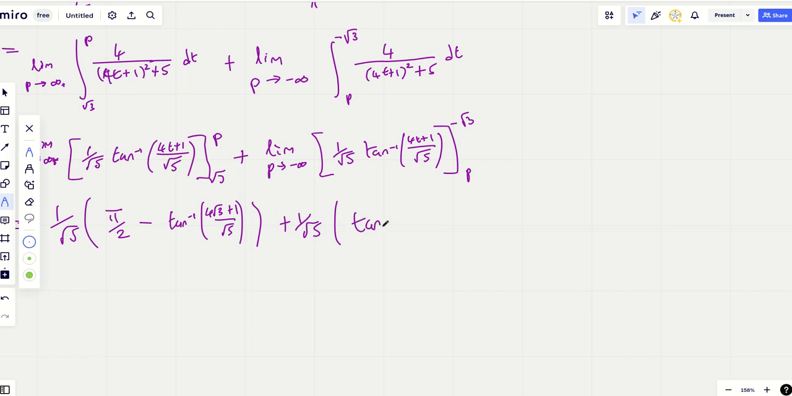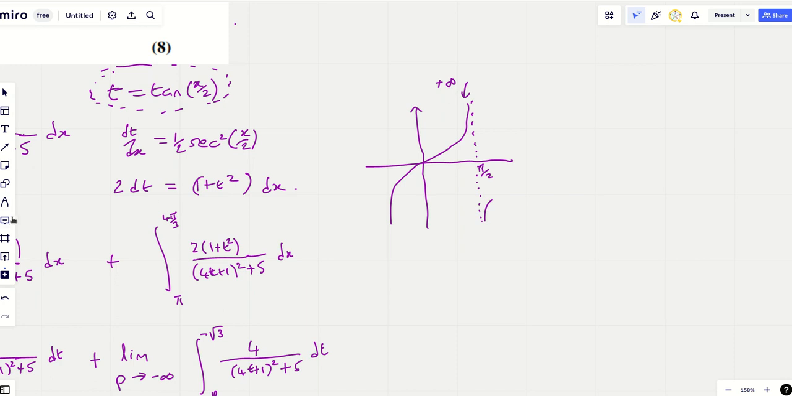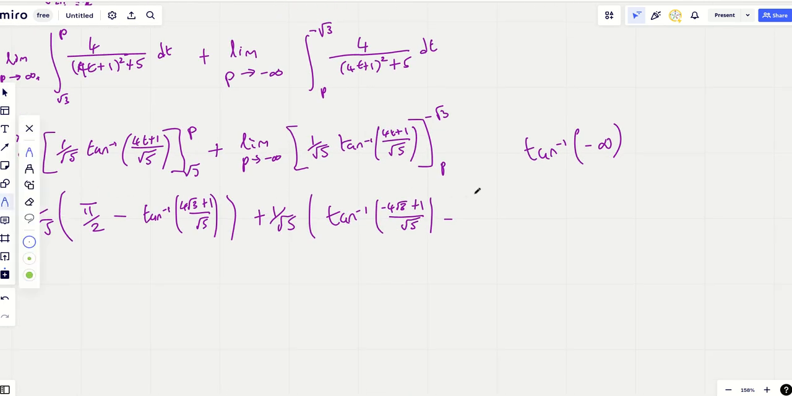Inverse tan of (minus 4 root 3 plus 1) over root 5 minus, now think about this, this time it's negative infinity. Now what is inverse tan of negative infinity? Well, think about the graph once again. When you're at negative infinity, remember arctan is only defined from minus pi over 2 to pi over 2. So this one's going to give you minus pi over 2, because you're down at negative infinity there, but within the range of the arctan graph. Another way of thinking about it is, because tan is an odd function, inverse tan of negative infinity is minus inverse tan of positive infinity, and so it's minus pi over 2. That's possibly a quicker way of getting there.